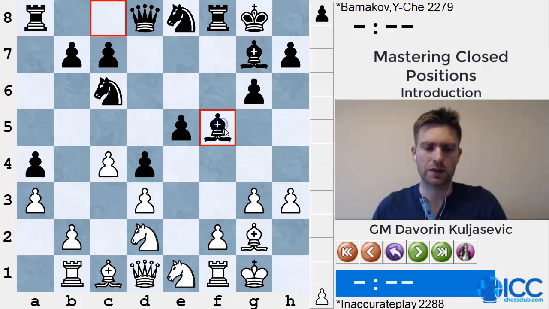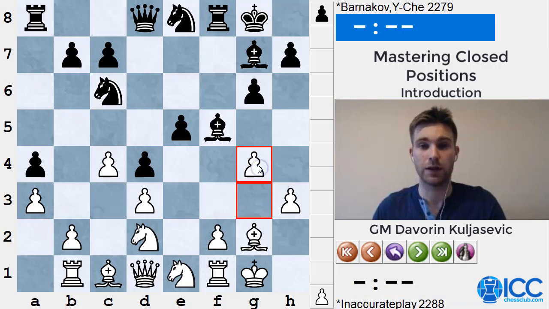The position still has some features of a closed position, because both sides have to maneuver with their pieces. And here, once again, we have an inaccuracy. So pretty much every move there is an inaccuracy. Here, white played the move g4. And you can see immediately why this move may be inaccurate.